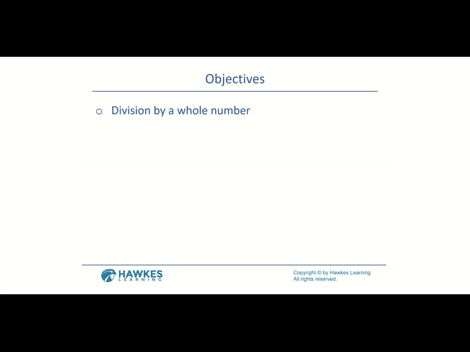Alright, so before we dive into polynomial division, we're just going to review division by a whole number just to look at the steps, because the steps remain the same, it's just we're working with polynomials. So we are going to do just a simple division problem. We're going to take 264 and divide it by 5.